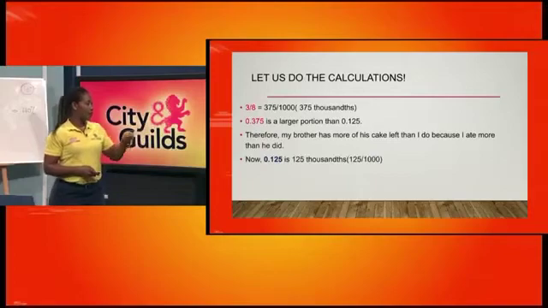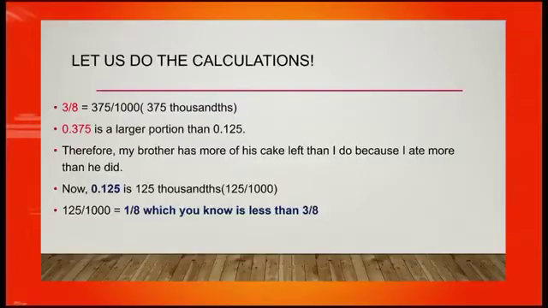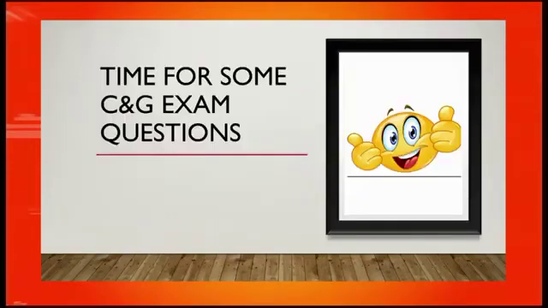All right, so there you go. Now I could also look at the decimal as a fraction. So 125,000th can be simplified to give me 1/8, and 1/8 is less than 3/8. So I would simply know that my brother would have had more left out of his whole.